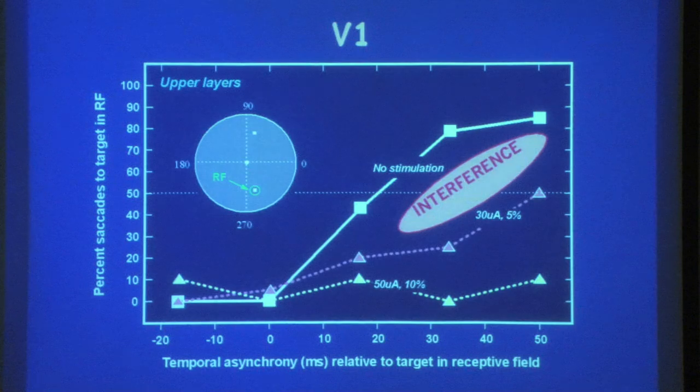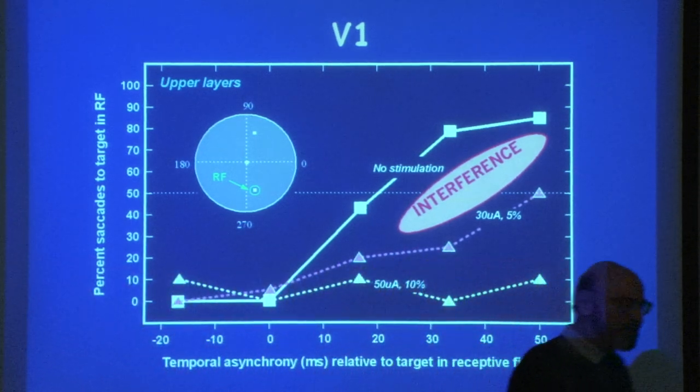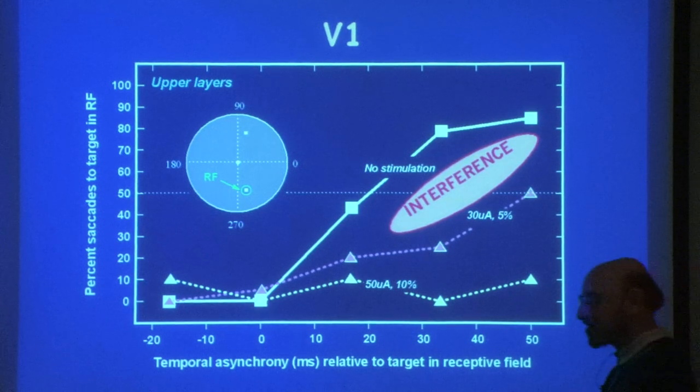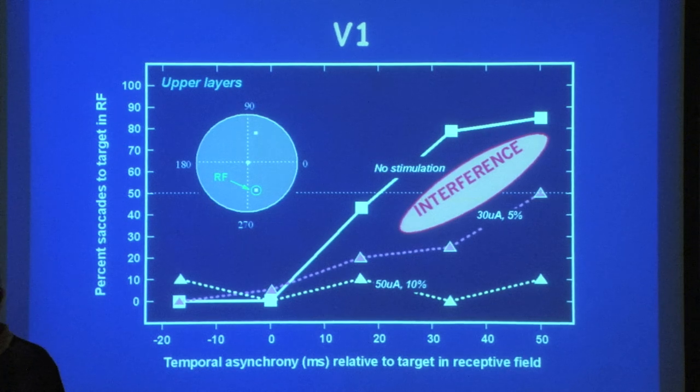Now, if you do the same experiment in the upper layers, you get the opposite effect. Look at this, even at 5 and 10 microamps, an incredibly low level, you get a gigantic interference effect. So that says that there's a complex interplay in V1 in the decision process as to whether you're going to look at a target or whether you're not going to look at a target.